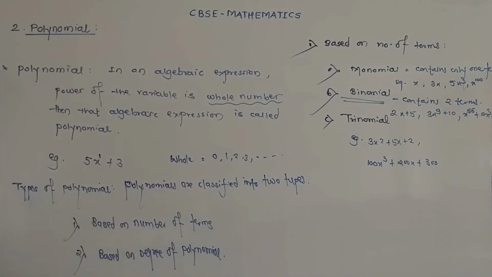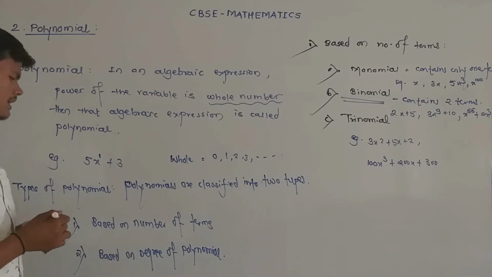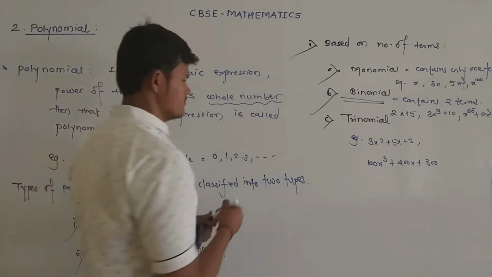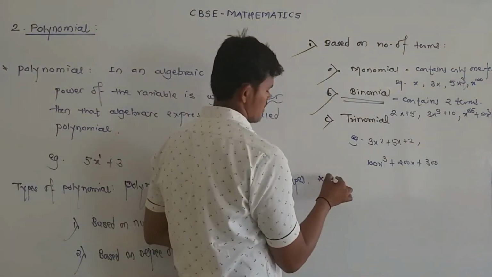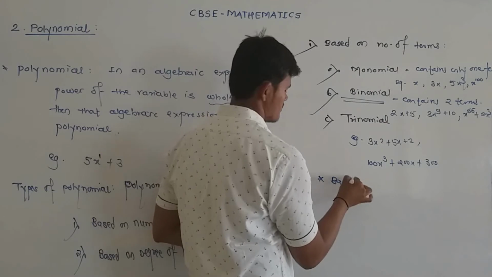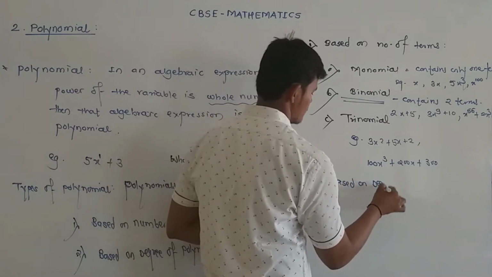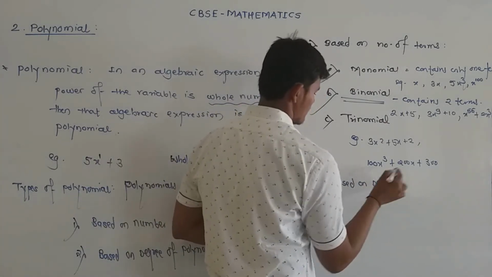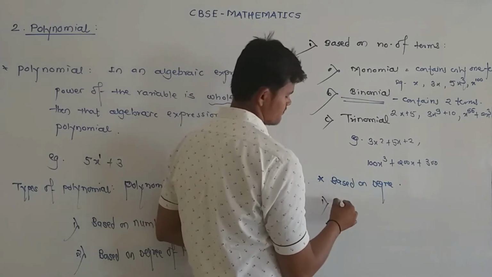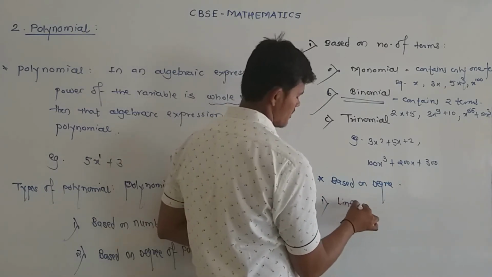Now, mainly we have to see based on degree. So, types of polynomials based on degree. There are three types. First one, linear polynomial.